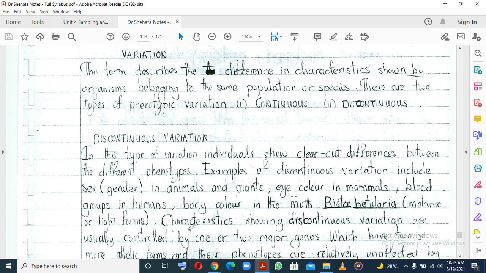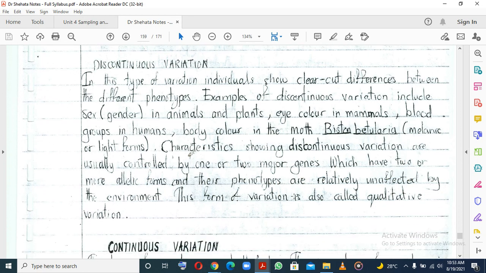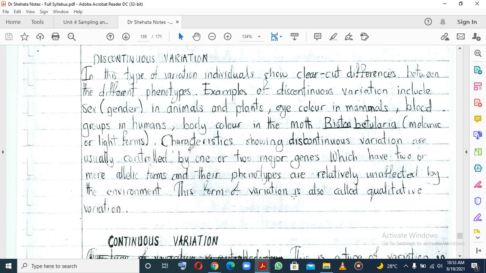Then there are two types of phenotypic variation. There is continuous and discontinuous. So we are going to start with the discontinuous. What's the discontinuous kind of variation? Like the word discontinuous entails, it simply means it's either this or not. Okay? So examples could include gender in animals and plants, right? So you are either male or female.